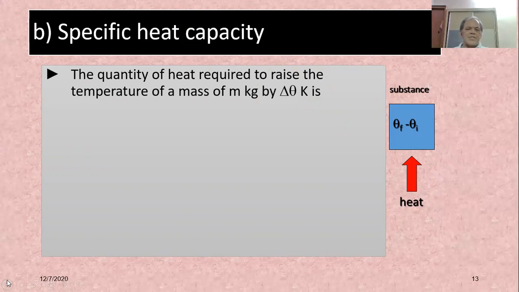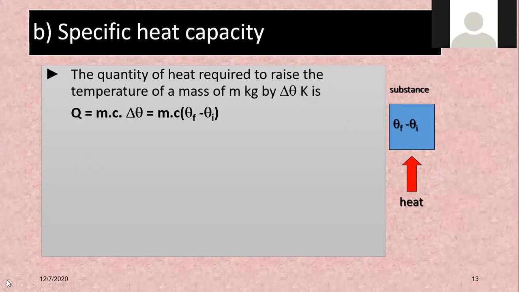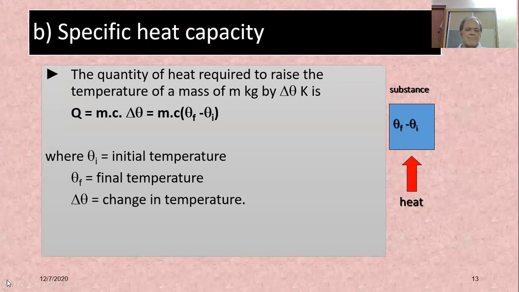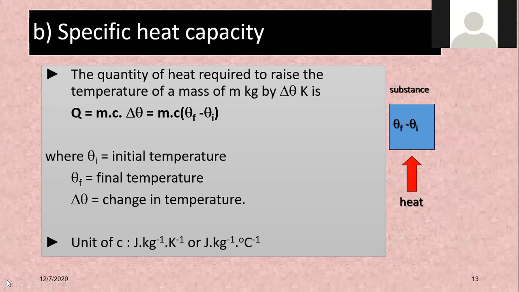The quantity of heat required to raise the temperature of a mass m kilogram by delta theta in Kelvin is just mc delta theta, or we can write mc times final temperature minus initial temperature. Theta I is the initial temperature, theta F is the final temperature, delta theta is the change in temperature. The unit is joule per kilogram per Kelvin, or joule per kilogram per degree Celsius. The unit is the same.